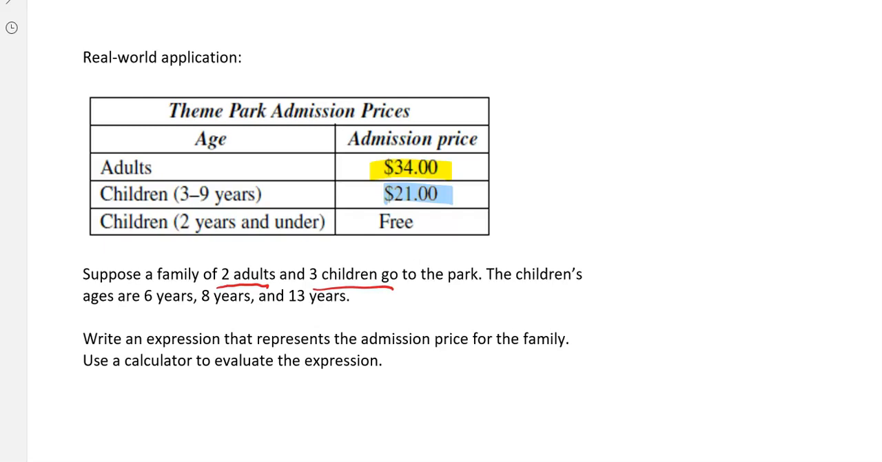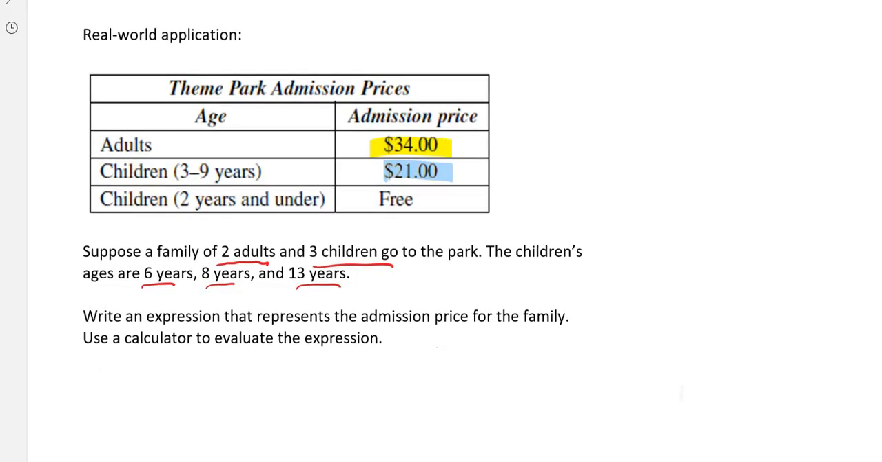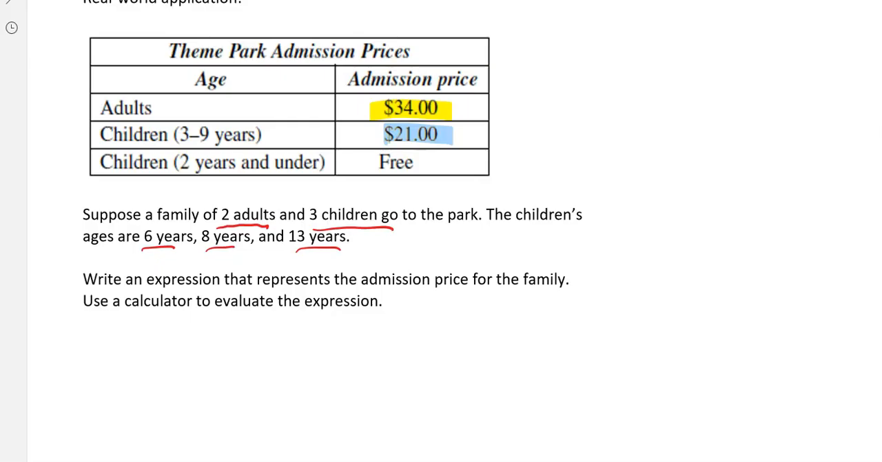Sweet, that seems easy. Let's just get started. No, read all the directions. The children's ages are 6, 8, and 13. Write an expression that represents the admission price for the family. Okay, well, there are 2 adults. Let's see, 6, 8, and 3 kids. Let's see, kid prices are ages 3 through 9. So this one's a kid, that's a kid, that's a kid. This 13-year-old, they're not a kid anymore. They're going to have to pay the adult price.